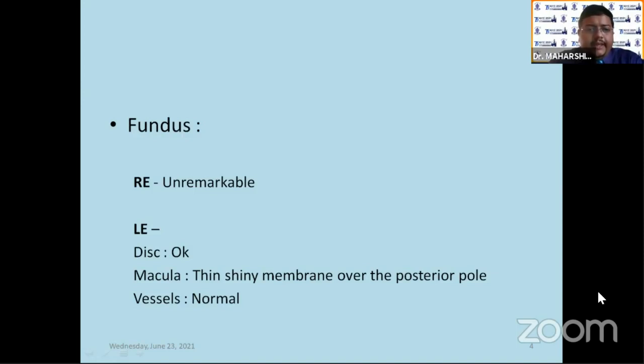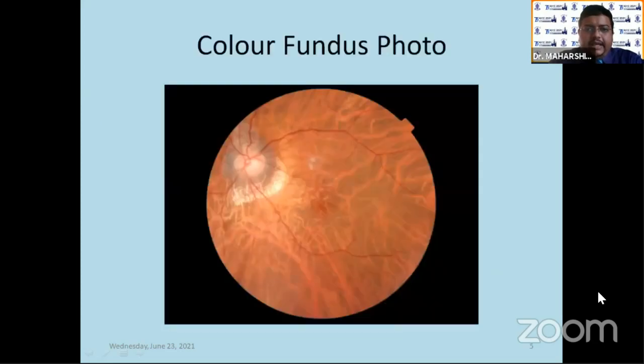The vessels were quite fine. At the macula, there was a thin, shiny membrane over the posterior pole. Here, I will show you the color fundus photo of the same. I'm not very sure that it's very evident here, but it was a very subtle change.